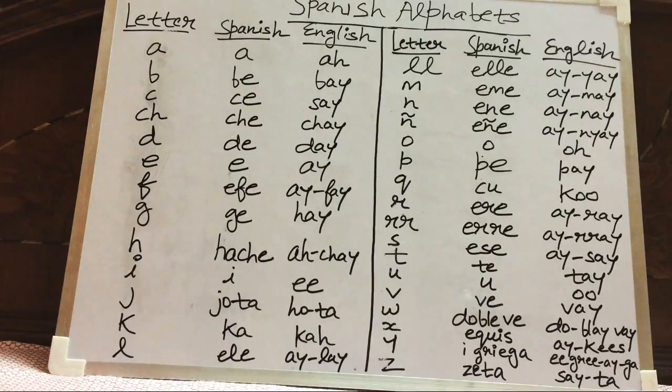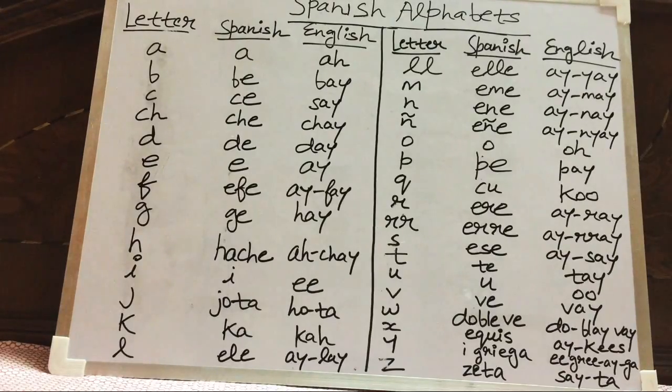J is pronounced as hota. Hota, yeah, J it starts from H. The sound starts from H, hota. K is pronounced as ka. L is pronounced as ele. And the second additional letter coming after L is double L, which is pronounced as aye. It's quite similar to Y in yes, aye.